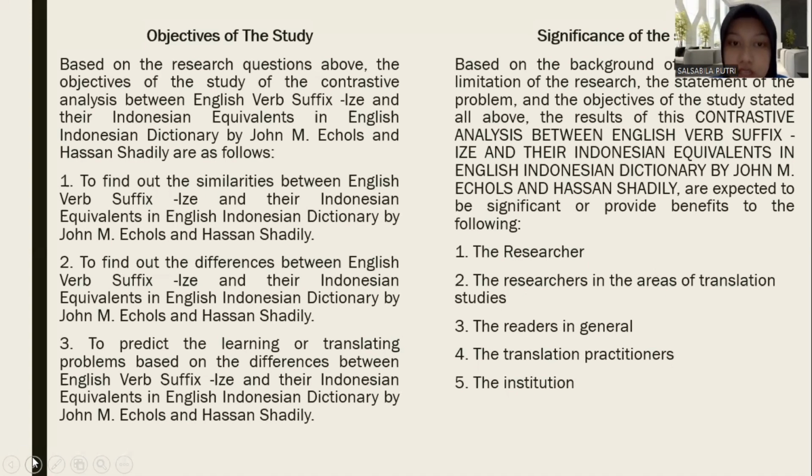Significance of the study. Based on the background of the study, the limitation of the research, the statement of the problem, and the objective of the study stated above, the results of this research are expected to be significant or provide benefit to the following: the researcher, the research in the areas of translating studies, the readers in general, the translation practitioner, and the institution.